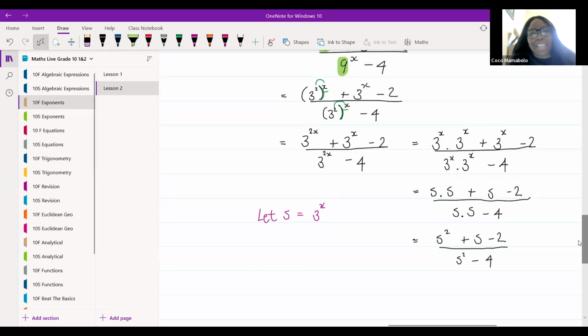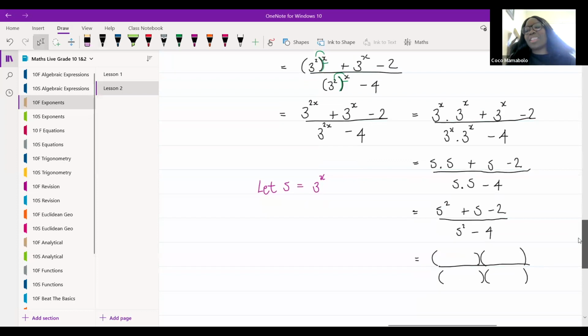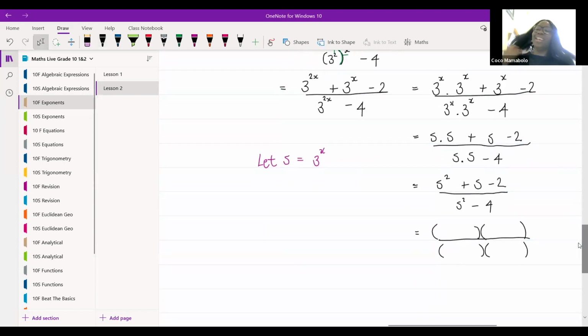Let's start with the top. What kind of factorization are we looking at at the top? A trinomial. Yes, and at the bottom, what do I see? Difference of two squares. Correct. So we're going to factorize the top as a trinomial and the bottom as a difference of two squares. I told you guys it wasn't that bad.